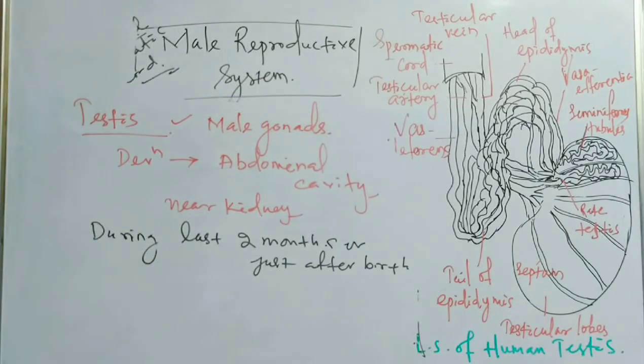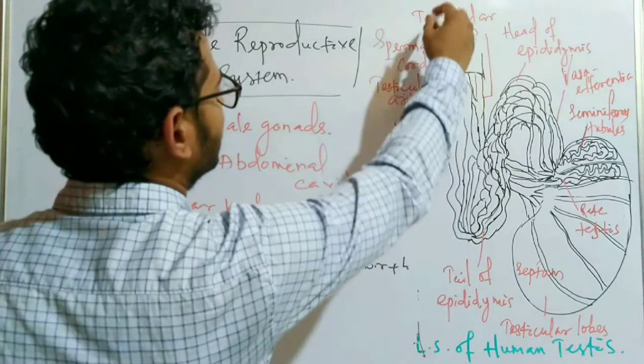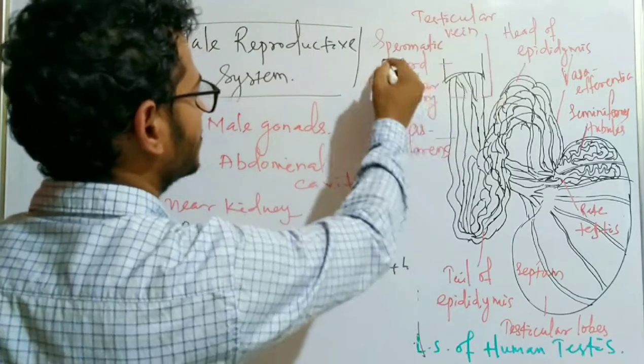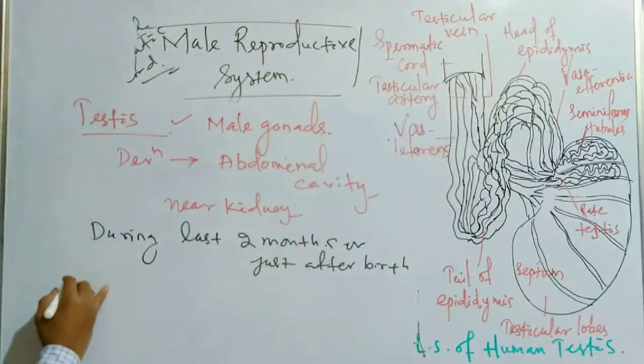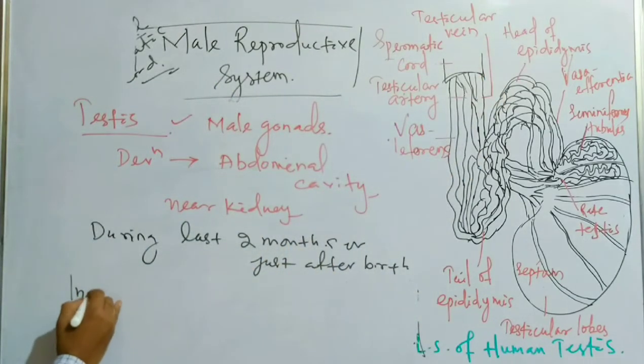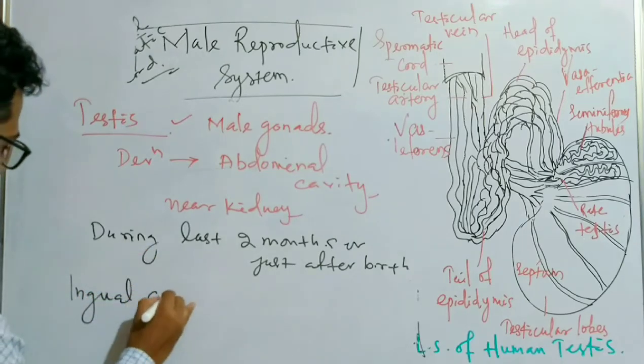Okay, so it will come out, descending through the inguinal canal. So the inguinal canal is located here, from which the spermatic cord comes. So it descends downward outside the abdominal cavity through the inguinal canal.